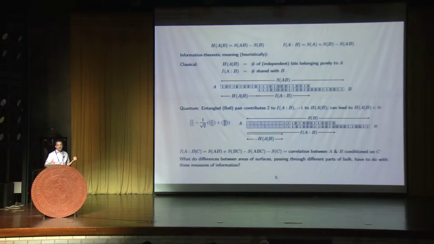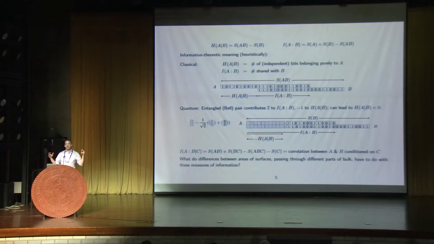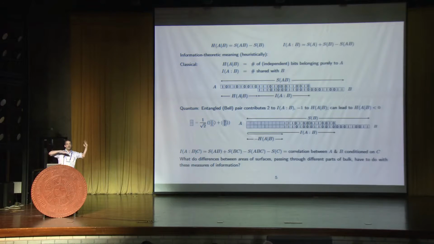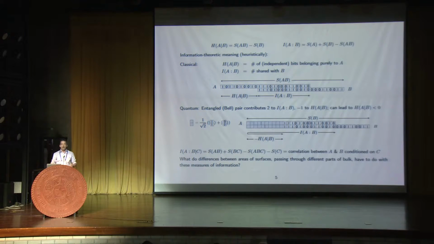But the point I'm trying to make here is, so let's say we go back to Ryu-Takayanagi, and now we have a surface for A in one part of the space, a surface for B in another part, and the surface for A union B in some other part. And somehow the differences between the areas of these surfaces is supposed to tell me how many bits of A are purely in A and how many are shared with B. So again, that suggests some kind of non-locality.